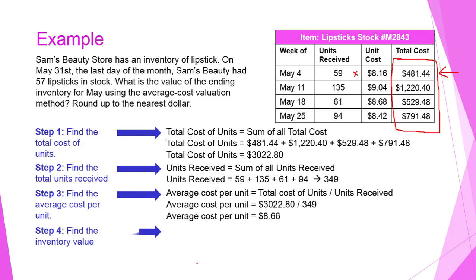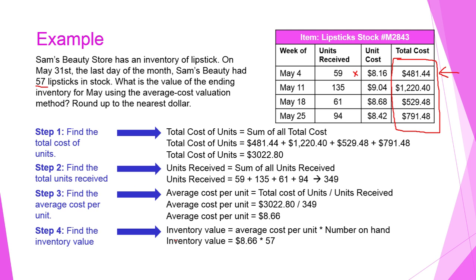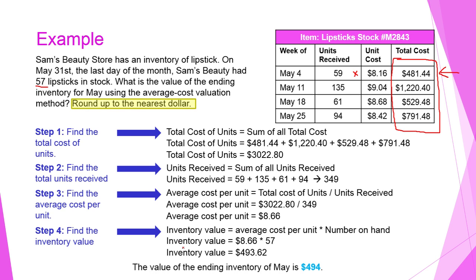So the last step is find the inventory value. We know at the end of the month, we only have 57 lipsticks left. So we're going to use that number and we multiply it by the average cost per unit. So that means we have $493.62 worth of lipstick in our store at the end of the month. However, because the question does want you to round up to the nearest whole dollar, it is going to be $494.